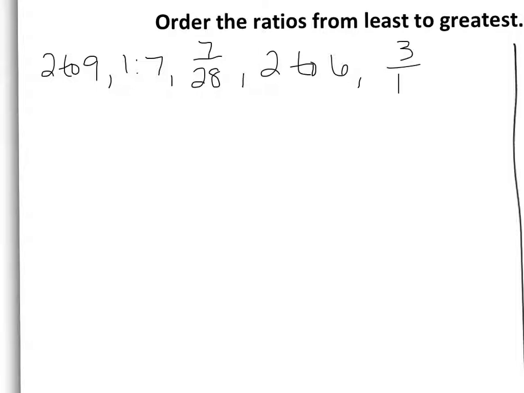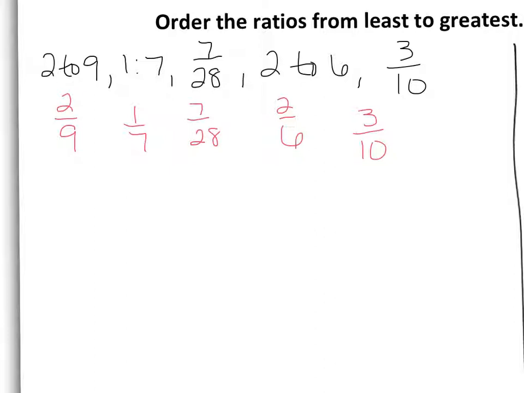and 3 to 10. Now remember, just as we were doing in the examples above, I can write a ratio as a fraction, so that's the first thing I'm going to do. I'm going to write 2 to 9, 1 to 7, 7 over 28 already is a fraction, 2 over 6, and 3 over 10. Now I have 5 fractions that I need to order from least to greatest, and we already know how to do this. May just need a little bit of a reminder.